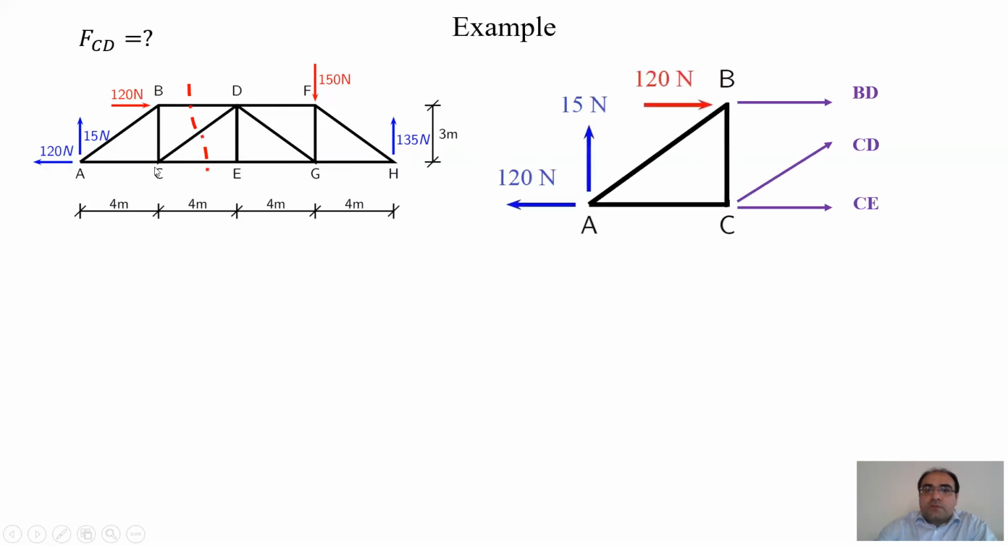Okay, so we cut through the member that we are interested in. We make sure that we cut a maximum of 3 members, and we consider a tensile force for each of these members that were cut. This is the free body diagram of this part of the truss. We have these two support reactions, these external forces, and the 3 members that were cut.